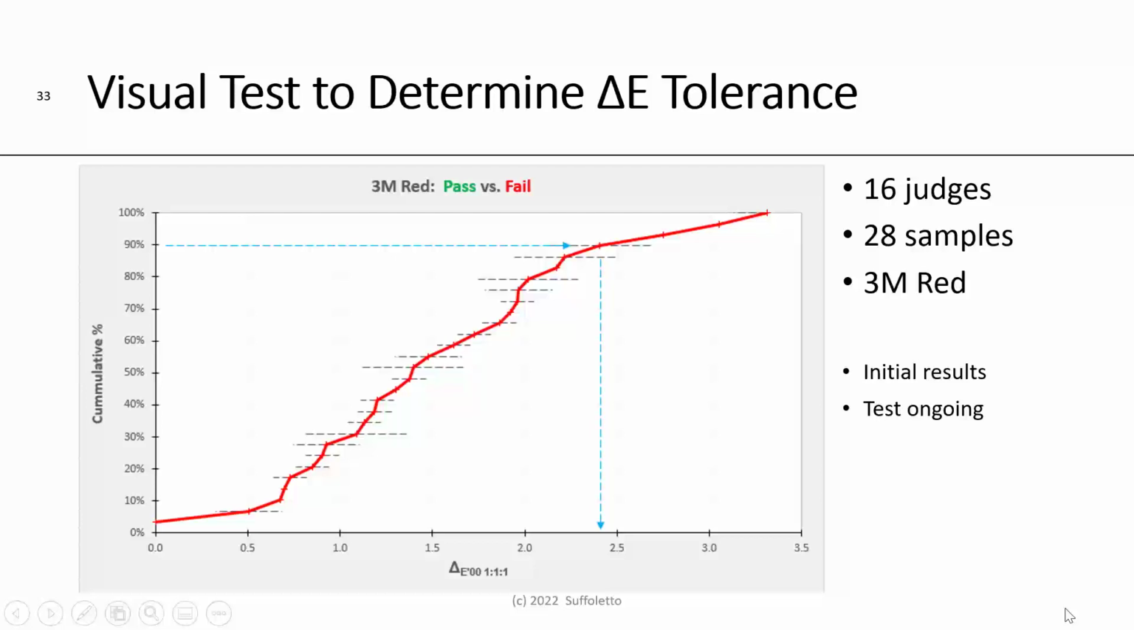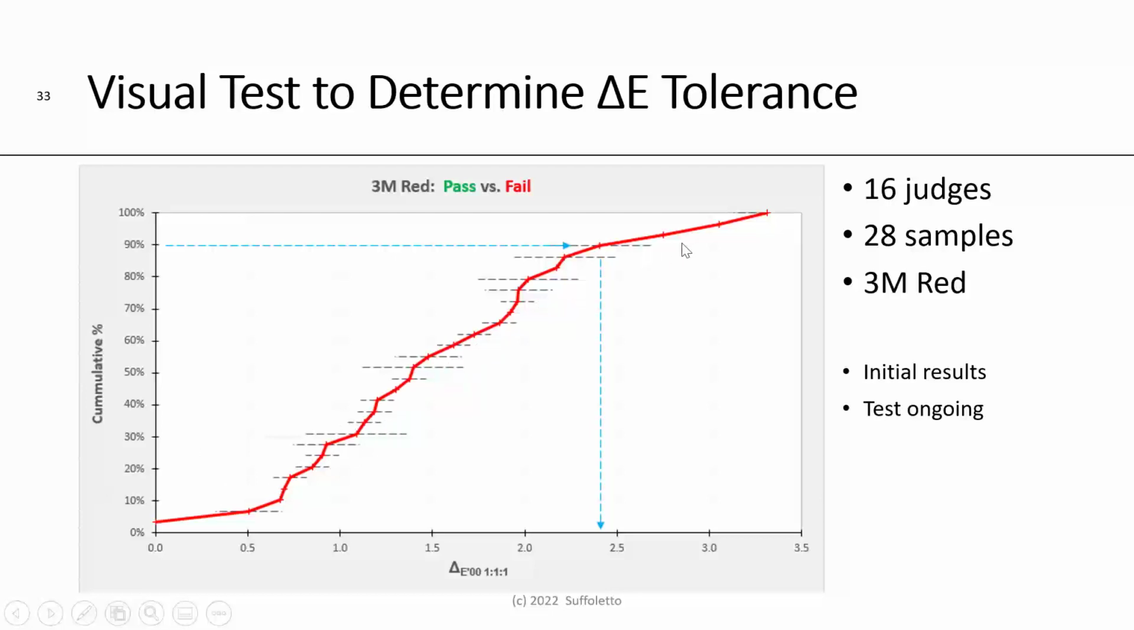Now, how do you determine your pass-fail tolerance limits? Well, we are currently doing a test. I've selected 16 judges, mostly press operators, supervisors, quality people, and ink technicians. We've looked at 28 samples that were produced over a year, 4 different SKU items, 28 different color OK jobs, all for 3M red. In this graph, the x-axis is the delta E going from low to high, and the y-axis is a cumulative percentage. We often call this the cumulative relative frequency, or CRF.